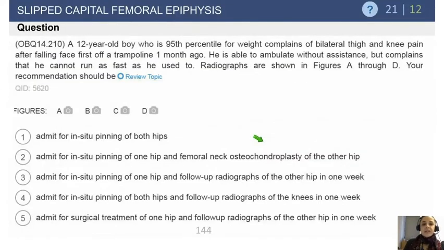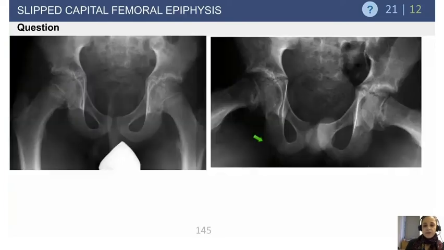So here's another question. Adolescent boy who is also overweight with bilateral thigh and knee pain after falling off of a trampoline. So minimal trauma, ongoing complaints of bilateral thigh and knee pain. And you're provided with a series of images which are here. So what these are showing you, these are AP and frog views of the pelvis, and you can see very clearly that he has a right slip capital femoral epiphysis. More subtle, though, is this left slip capital femoral epiphysis, and that's better appreciated on the frog.